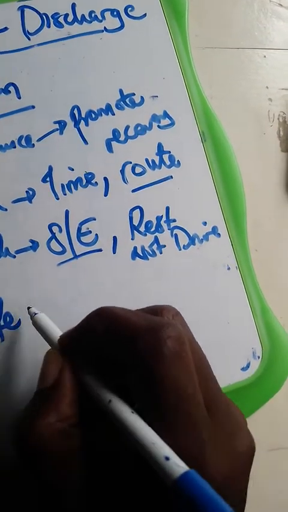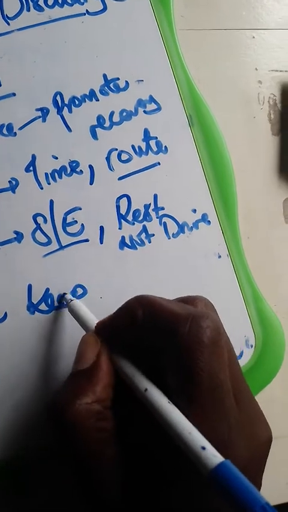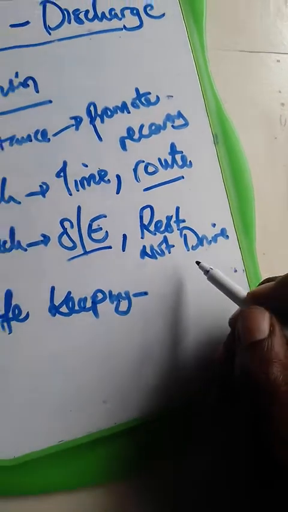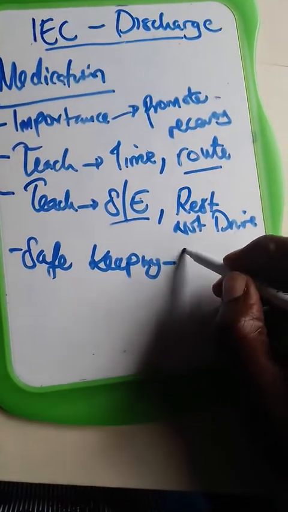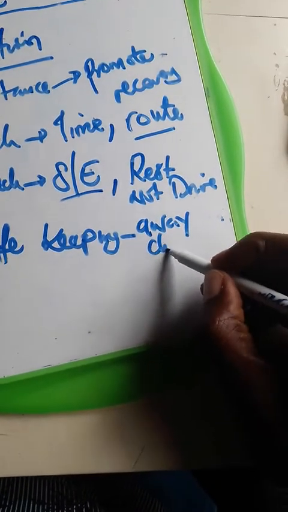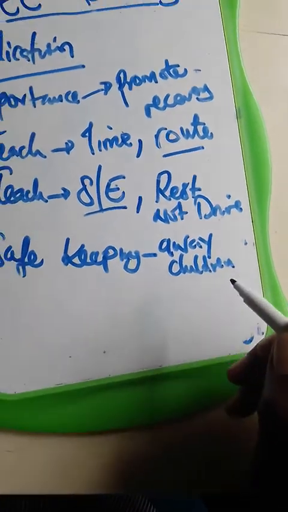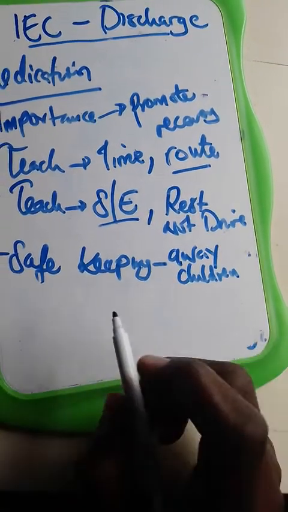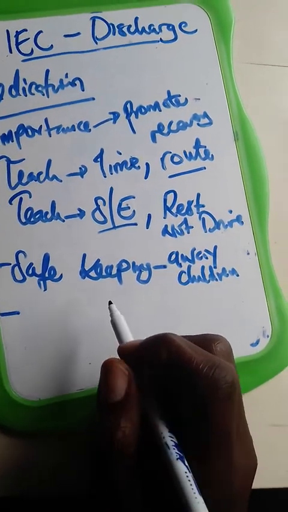Then another thing that should come out under medication is safekeeping of drugs. When we talk about safekeeping of drugs, we're talking about keeping drugs away from children. So you need to teach the patient to keep drugs away from children so that children do not intoxicate themselves. They should be kept safe where children cannot reach.